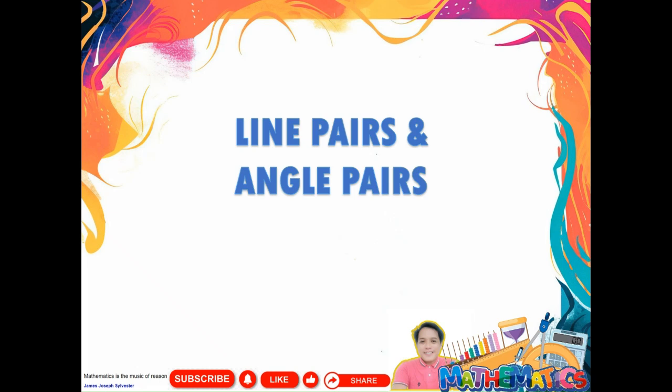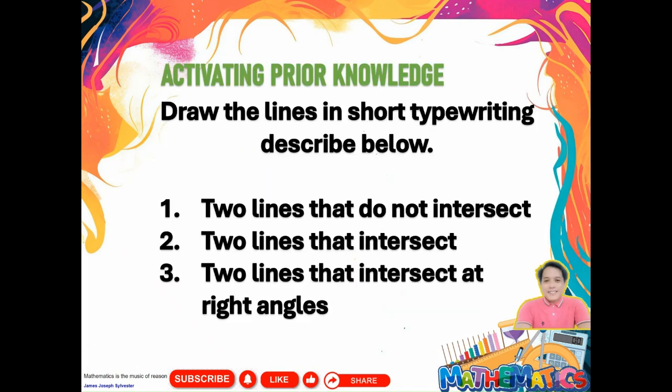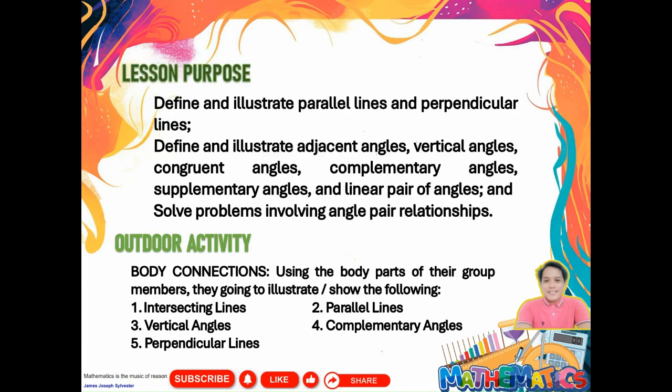Let us discuss line pairs and angle pairs. Ensure to activate our prior knowledge. The learners will draw lines in short typewriting and describe the following. Number one, two lines that do not intersect. Number two, two lines that intersect. And number three, two lines that intersect at right angles.